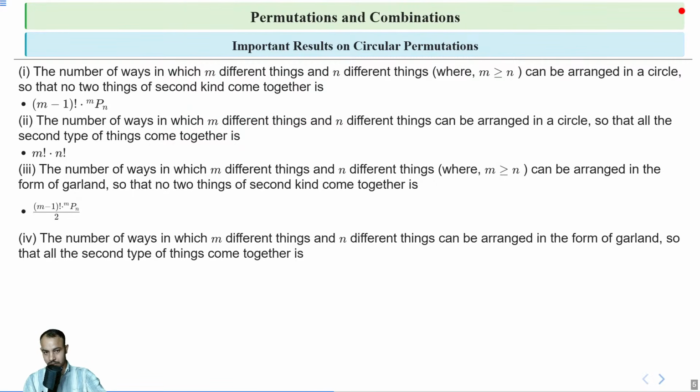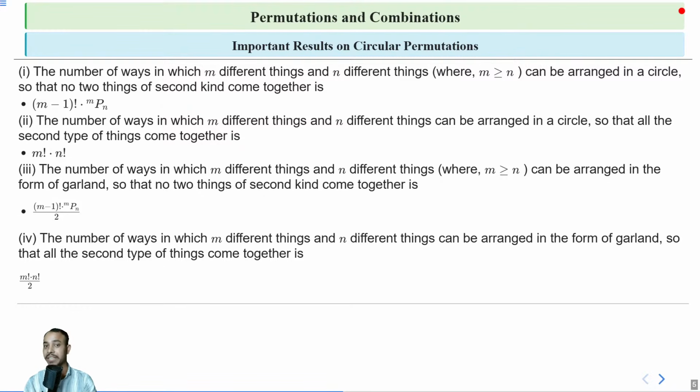Now see the fourth result on circular permutation. In the fourth result we have m different things and n different things, and we have to arrange them in the form of a garland so that all the second type of things come together. Find the number of ways. The number of ways is factorial m times factorial n divided by 2. This is the number of ways in which they can be arranged in the form of a garland so that all the second type of things come together.